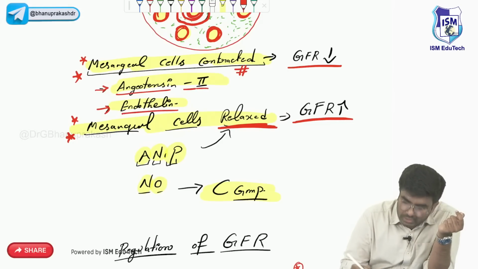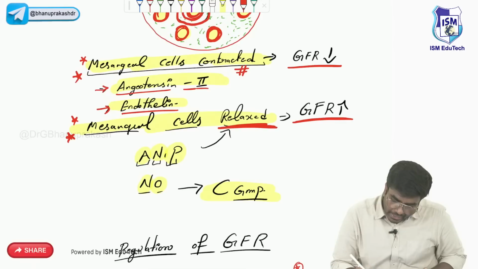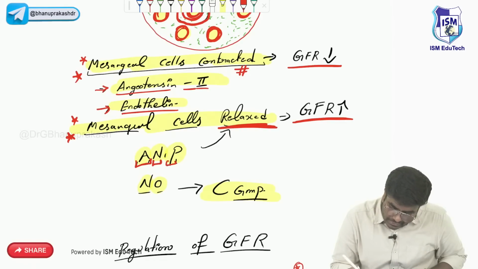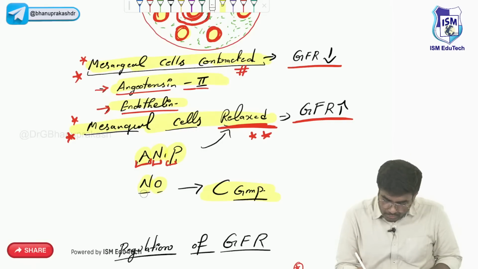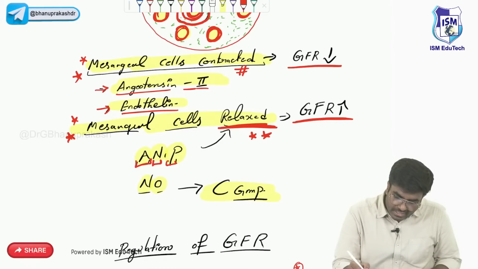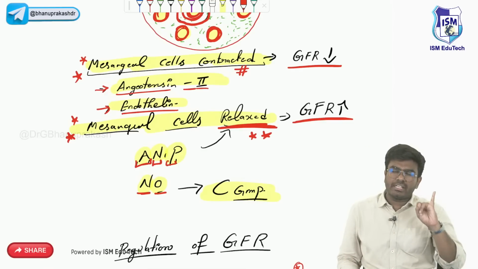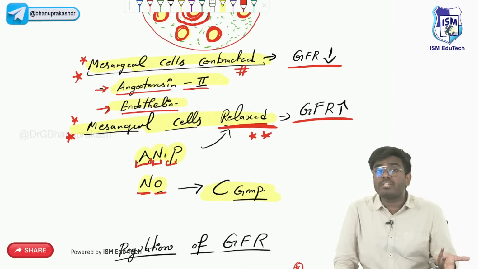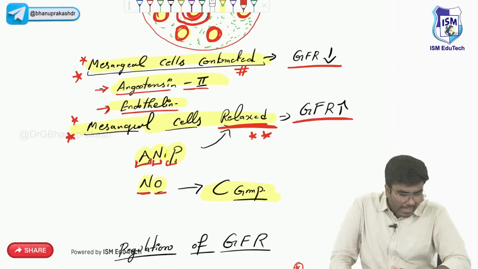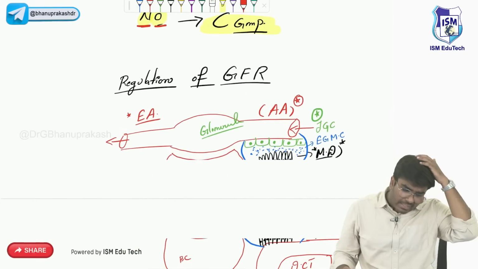Mesangial cell contraction is brought about by, MCQs, angiotensin 2 and endothelin. Angiotensin 2 and endothelin cause mesangial cell contraction. Atrial natriuretic peptide causes mesangial cell relaxation. And even nitric oxide causes mesangial cell relaxation. So if someone asks you about mesangial cell relaxation, it increases the GFR. Guys, is it clear? Shall I go forward?